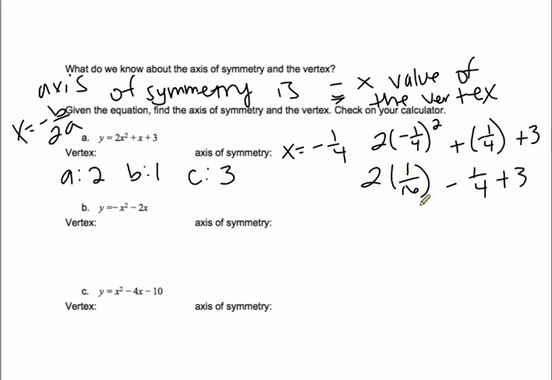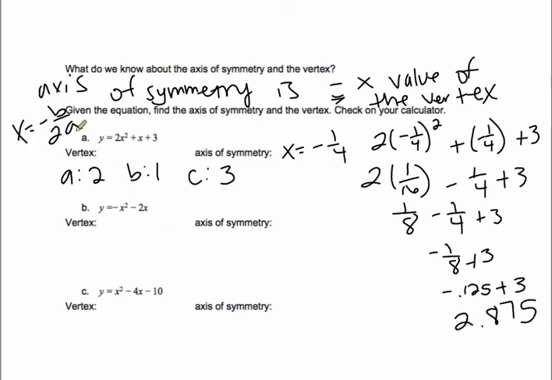Now, 2 times 1 over 16 is actually 1 over 8. So 1 over 8 minus 1/4 plus 3. 1/8 minus 1/4, well, this is the same as 2/8. So 1 minus 2 is negative 1/8 plus 3. And 1/8 is 0.125. So negative 0.125 plus 3 is going to be positive 2.875. So my vertex is going to be negative 1/4, comma 2.875. I could have also written that as a fraction, but that's how I'm going to write it.